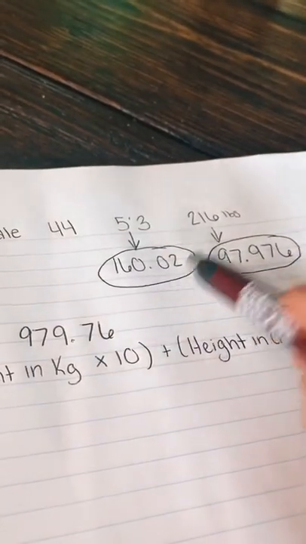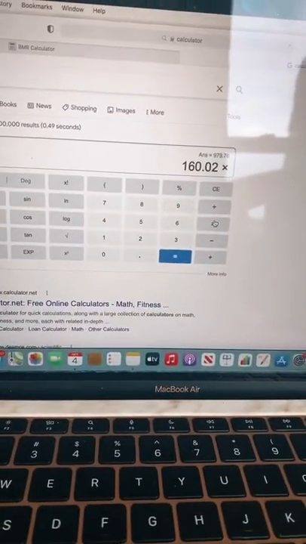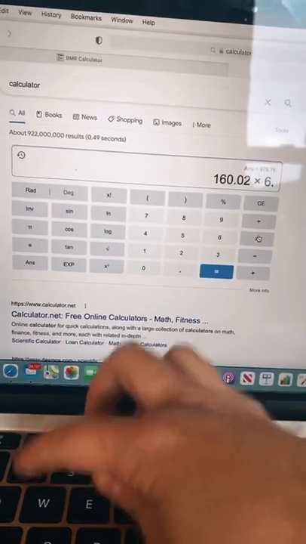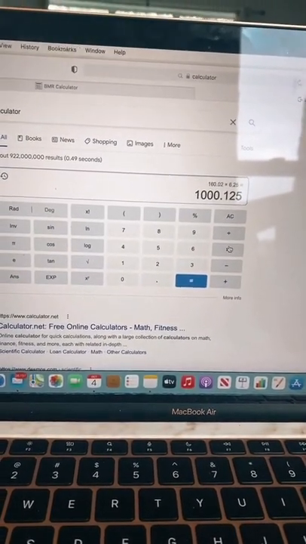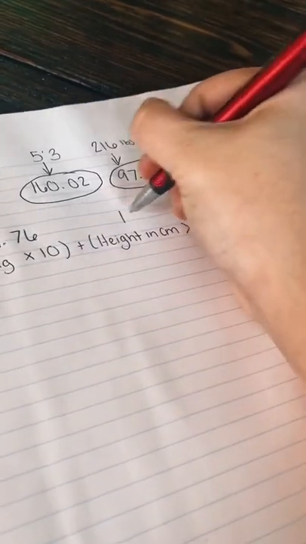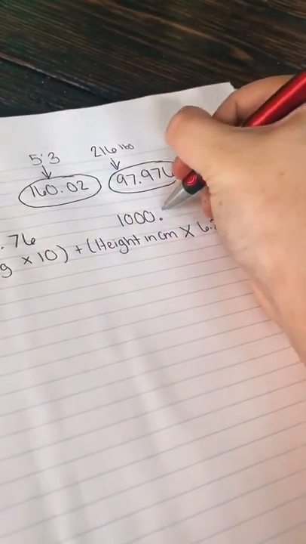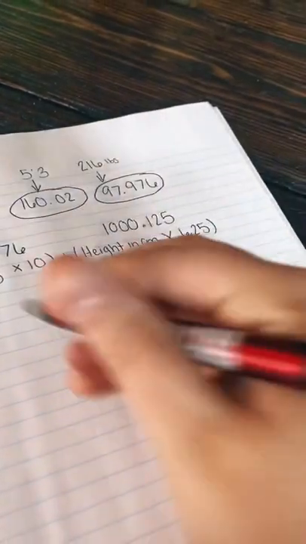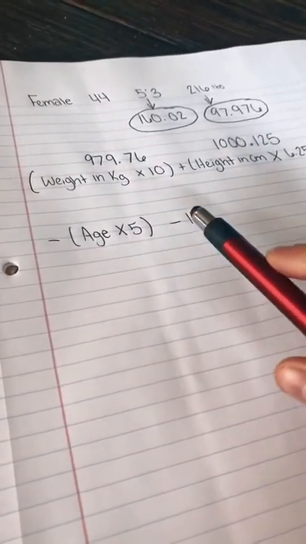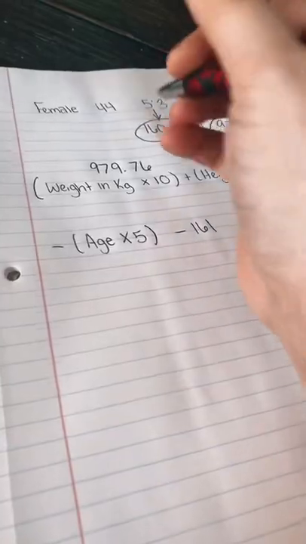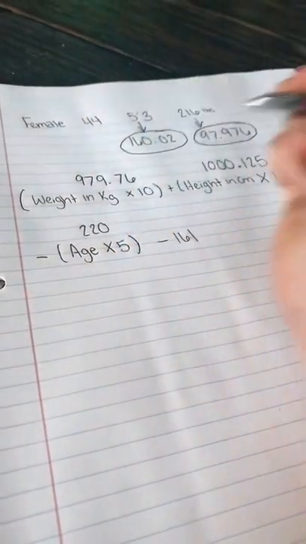So here's our height in centimeters. We have 160.02 times 6.25: 1,000.125. Write it here. So we have the first two parts of the equation. Now we need our age times 5. So she is 44, which makes 220.